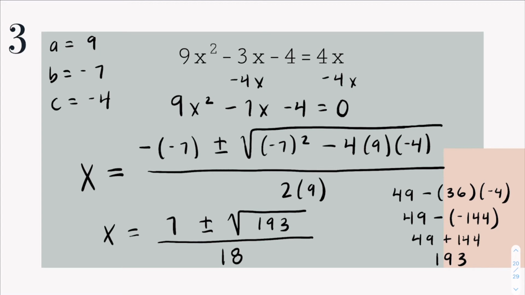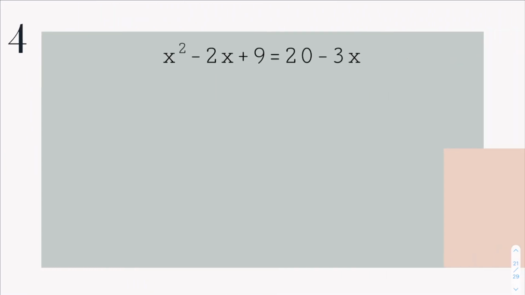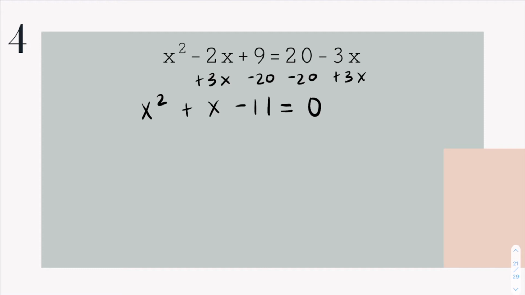All right, last one, practicing the quadratic formula. So here, we're going to add 3x to both sides. I like to line up my like terms, and we're going to subtract 20 from both sides because we're trying to get this set equal to 0, so we have it in its proper form. All right, so now it's in standard form, set equal to 0, so we can find our a, b, and c values.